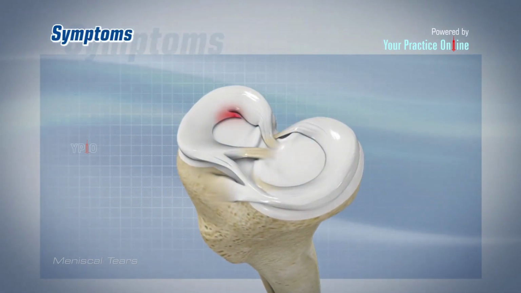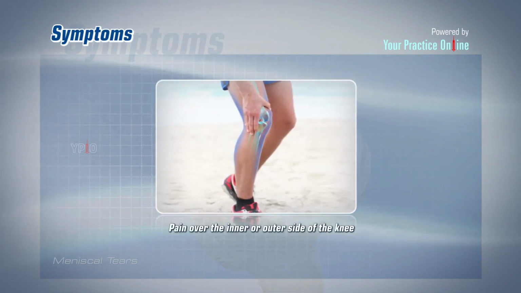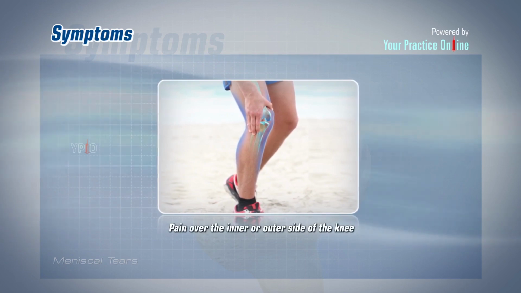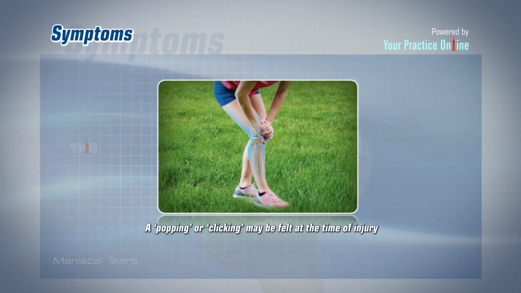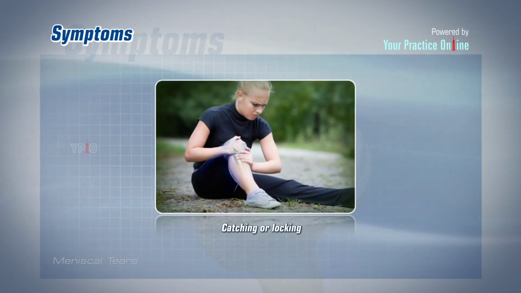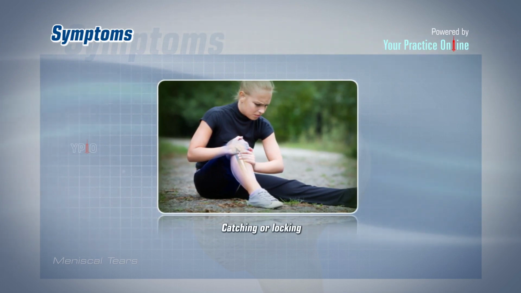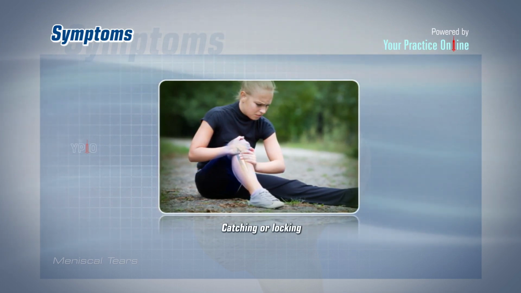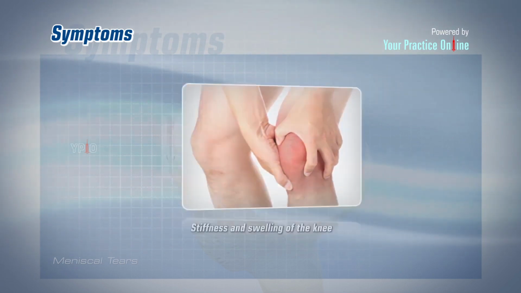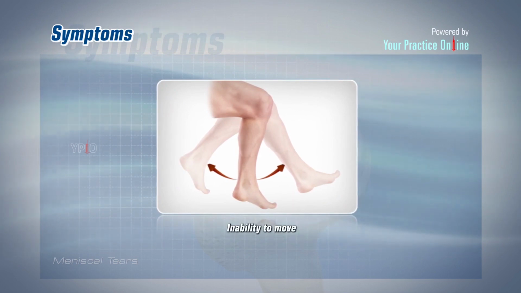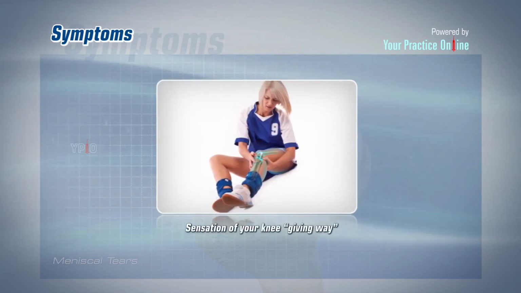Symptoms. The symptoms of a meniscal tear include pain over the inner or outer side of the knee where the tear occurred. A popping or clicking may be felt at the time of injury. Catching or locking of the knee joint may occur if the torn cartilage gets caught between the femur and tibia. Stiffness and swelling of the knee. Inability to move your knee through its complete range of motion. Sensation of your knee giving way.